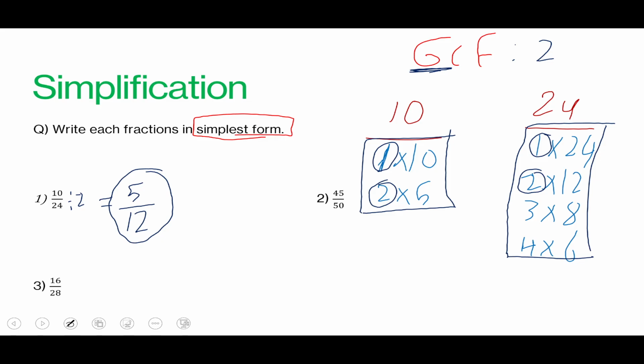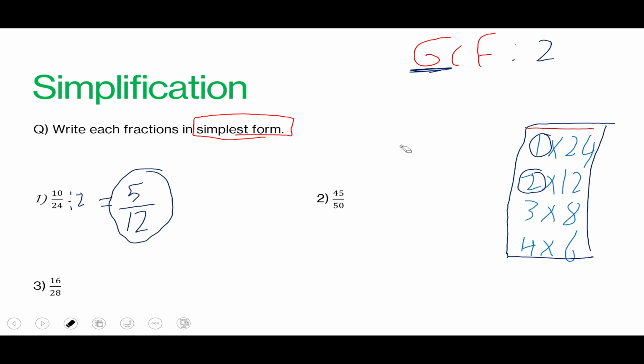Why can we not simplify more? Because the common factor between 5 and 12 is 1. Whenever the common factor between the top and the bottom numbers is 1, that means it's written in the simplest form.